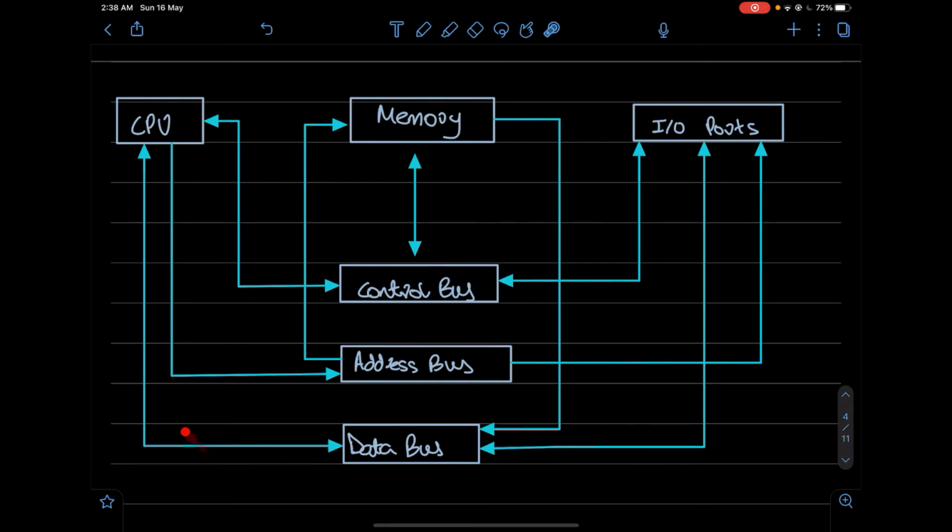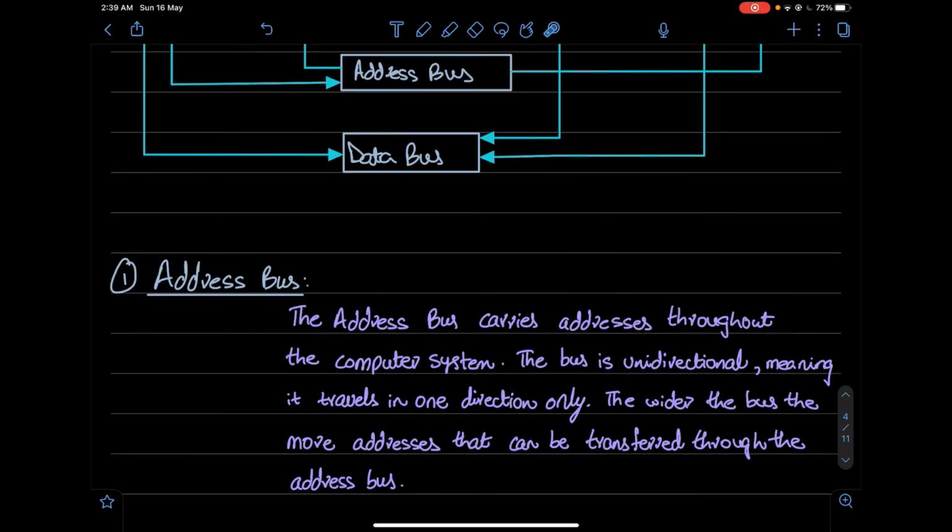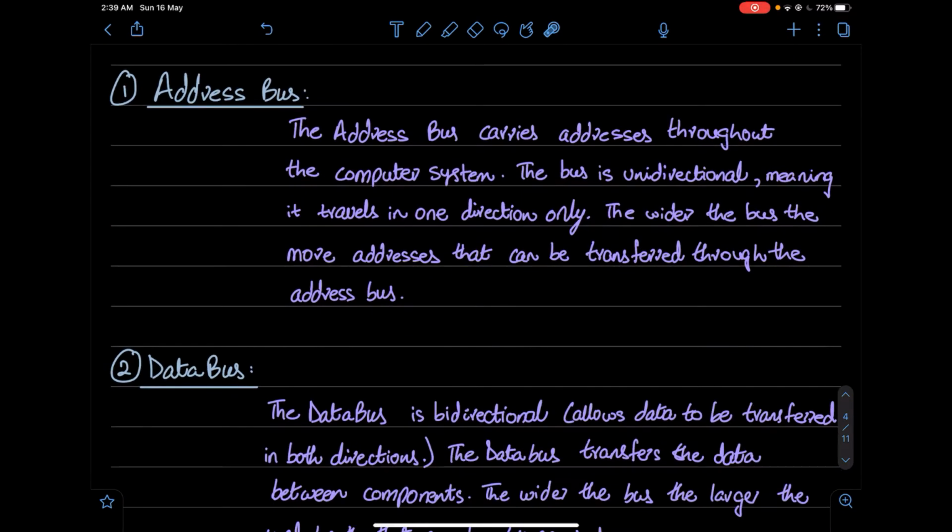And the data bus is always two way, as you can see here, right? So we can figure out that the address bus is the only bus which travels in one direction, whereas all the other buses travel in two directions. Like the control bus, it's traveling in two directions, right? So now we move on to their definitions and their functions, right?